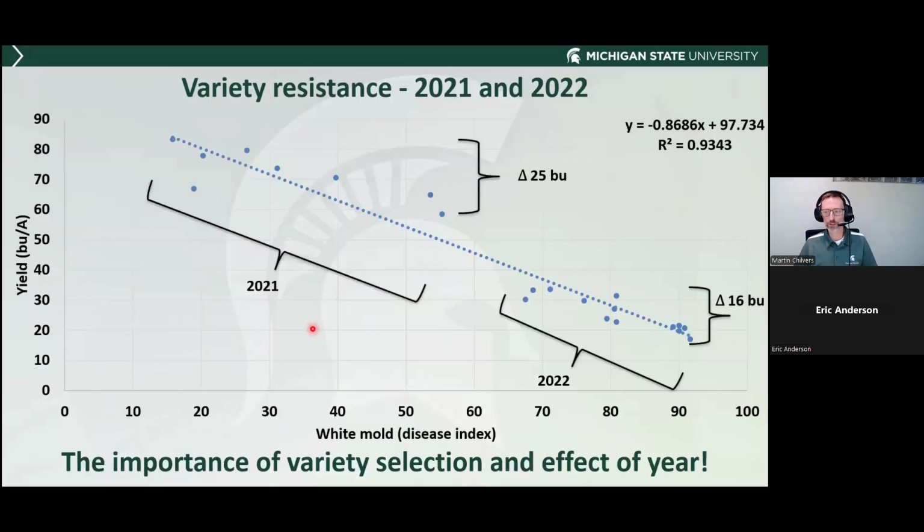I wanted just to point out the value of variety resistance. If you're trying to prioritize fields for a fungicide application, I would go back to your seed catalogs and get a sense of how susceptible or resistant your different soybean varieties are. What I'm showing here is that there's a very strong relationship between the amount of white mold disease that we see in soybean varieties and their final yield.